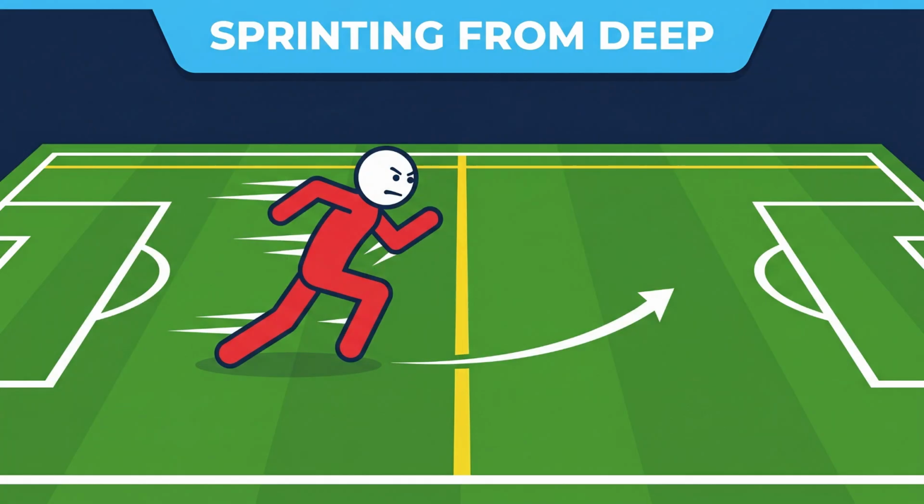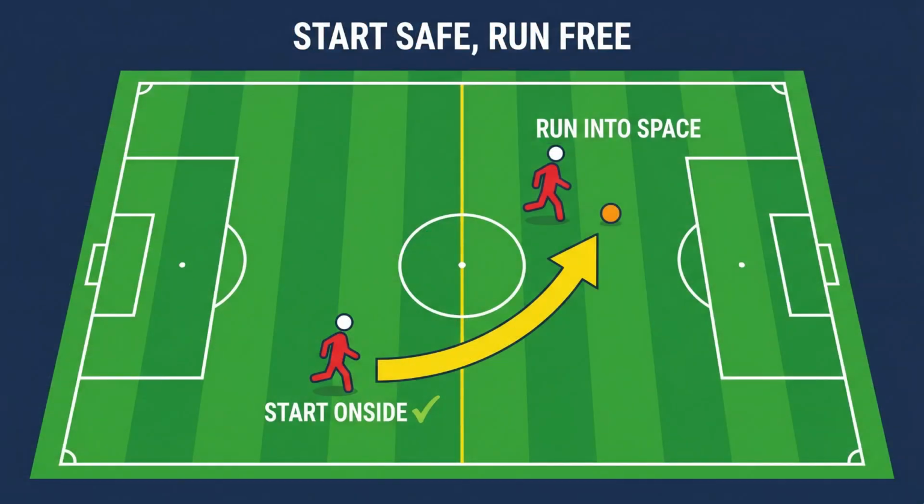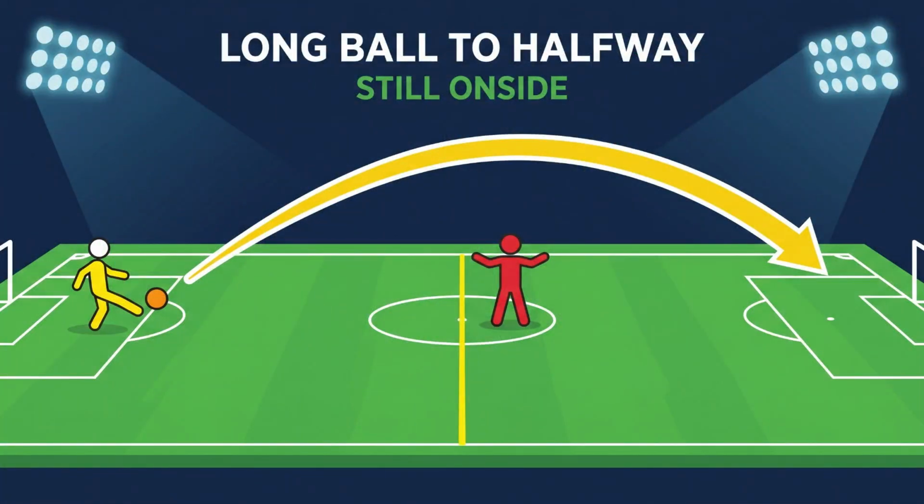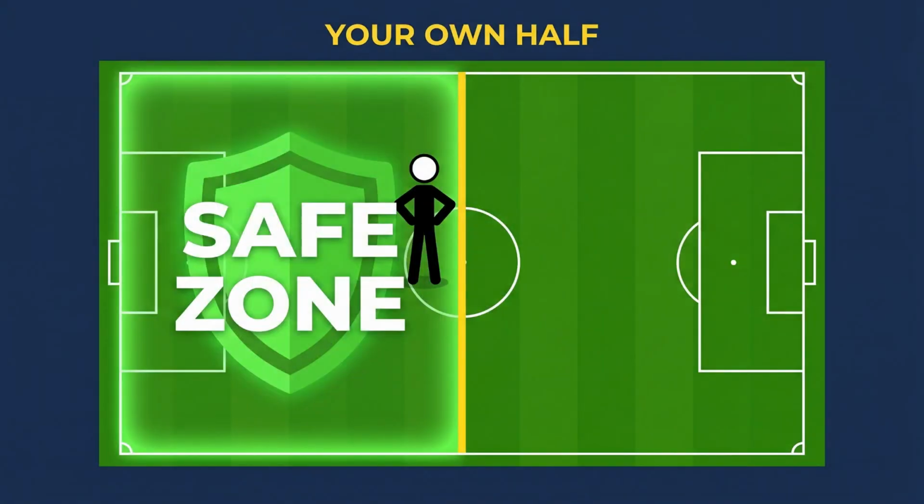This is why you see attackers sprinting from deep. They start onside in their own half, then run into space. Perfectly legal. This is also why goalkeepers can launch the ball to a striker standing on the halfway line with nobody near them, not offside. Your own half is a safe zone.